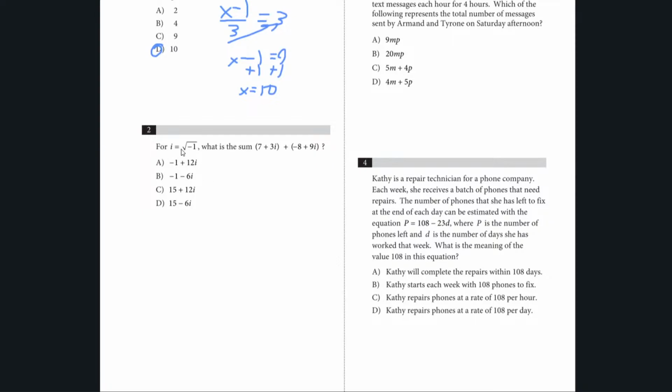For i is equal to square root of negative 1, what is the sum of 7 plus 3i plus negative 8 plus 9i? We just combine the like terms. 7 plus negative 8 is going to be negative 1, and then 3i plus 9i is going to be 12i. So our answer is going to be A.